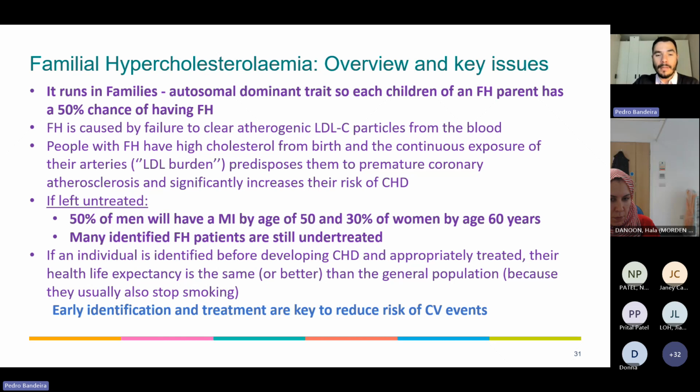So it's crucial to identify those patients in a timely way in primary care, and the main thing is to start them on therapy if you suspect they have FH, and refer them to the lipid clinic for genetic testing or cascade testing of their family members as well.